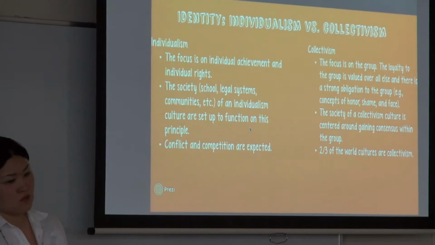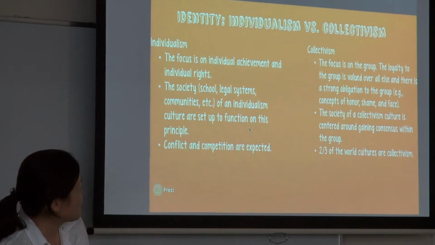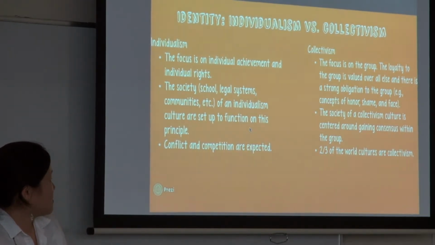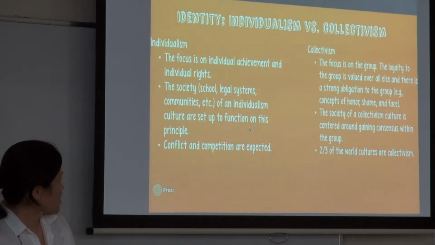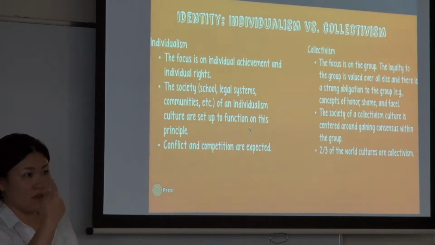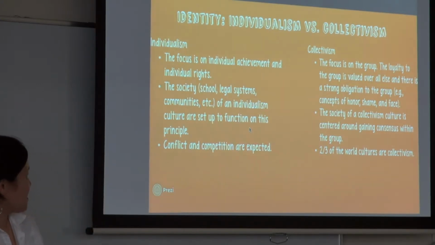And in collectivistic culture, the focus is on the group. The loyalty to the group is valued over all else, and there is a strong obligation to the group. Maybe you can think of concepts like honor, shame, and face. Face is not your face, but more of a sense of honor. The society of a collectivistic culture is centered around gaining consensus within the group. So what people agree on, that's the best. It's said that two thirds of the world's cultures are collectivistic.